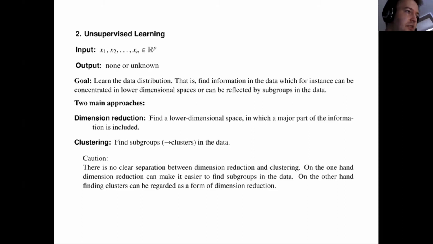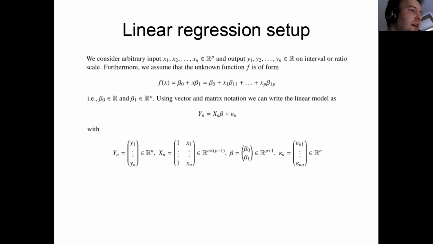There is also no clear separation between dimension reduction and clustering. On the one hand, dimension reduction can make it easier to find subgroups in data. On the other hand, finding clusters can be regarded as a form of dimension reduction. So now let's look at the setup.